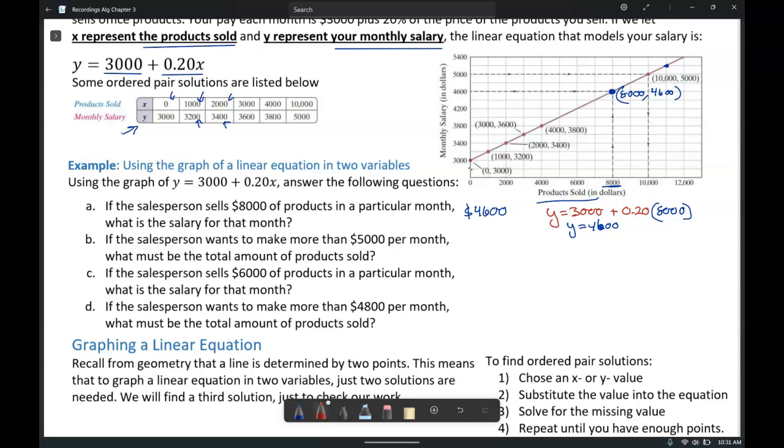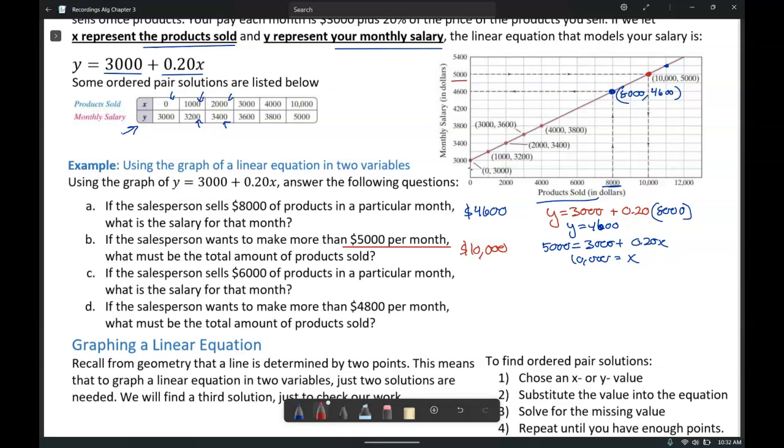Next, if the salesperson wants to make more than $5,000, what must be the total amount of products sold? Since this is talking about how much money they earn, we want to look on the Y-axis and find the corresponding point, and that indicates that $10,000 worth of product would need to be sold in order to earn the $5,000 per month. And again, just like before, if we wanted to use the equation, instead we could substitute 5,000 in for Y, and then solve the equation for X, and then we would get that $10,000 equals X.